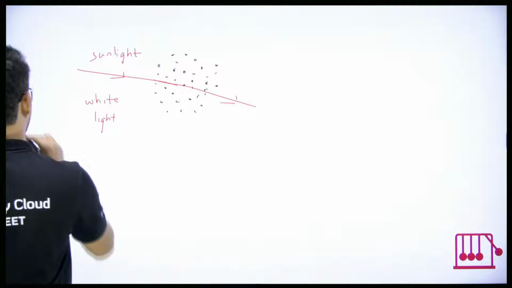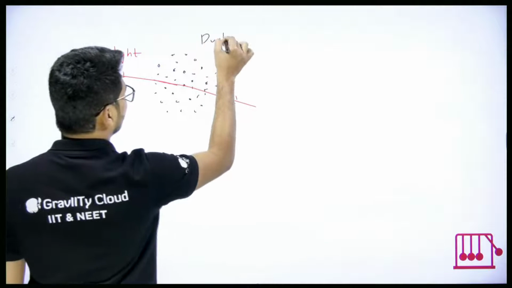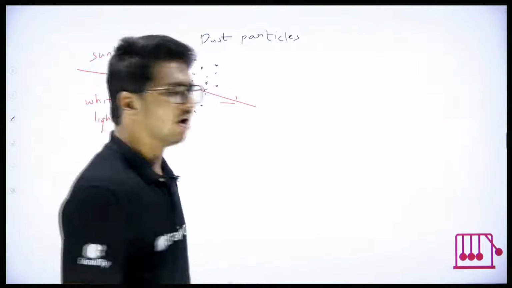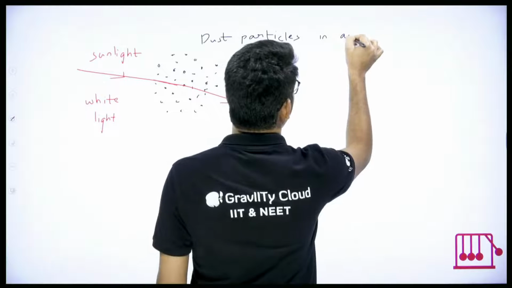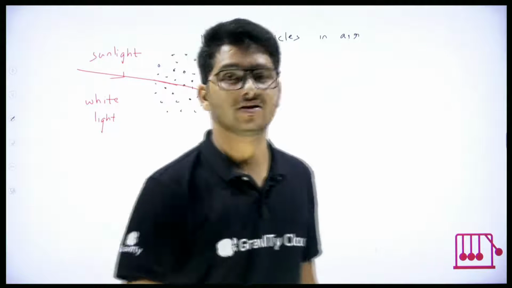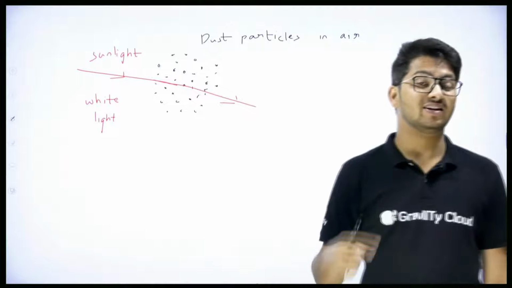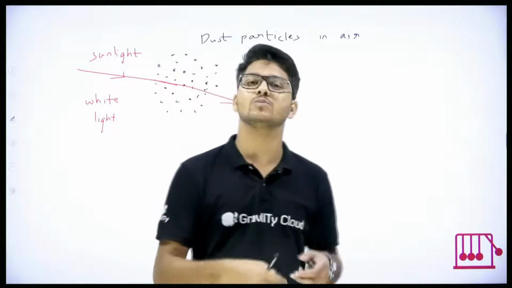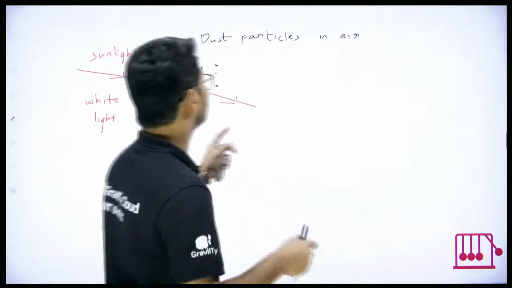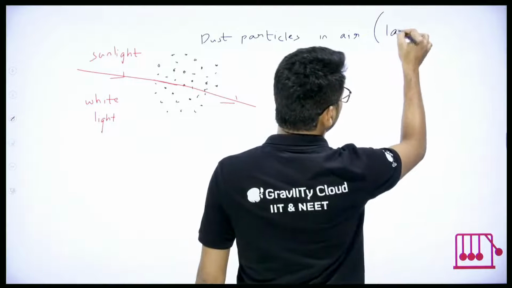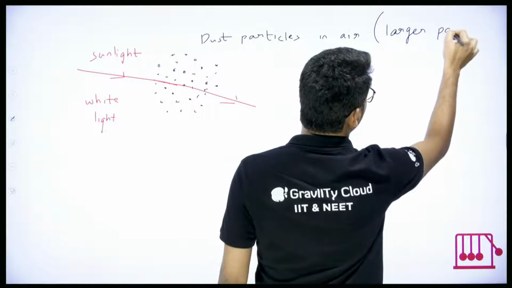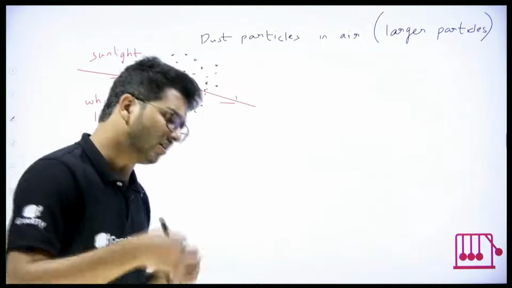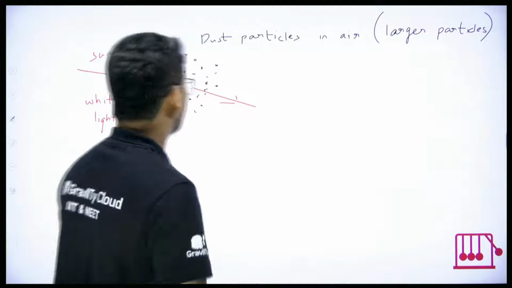Let's say these are dust particles in air. Now, are dust particles smaller in size or larger in size? We discussed that dust particles are generally larger in size when it comes to scattering. So these are larger particles. And what do larger particles do? How do they scatter? They scatter all the colors of light.